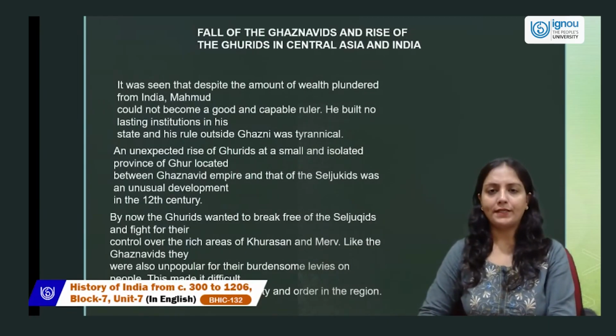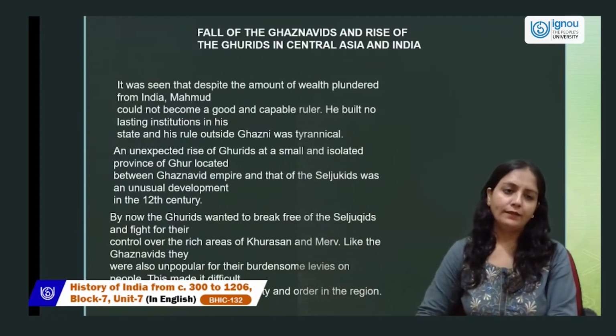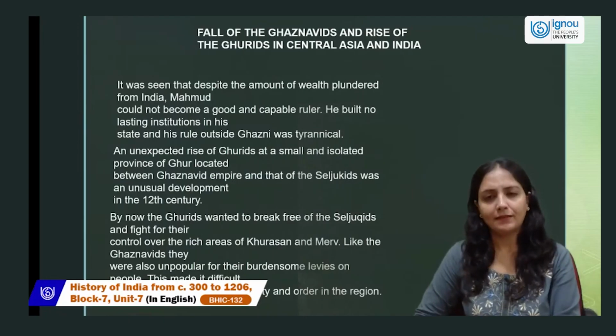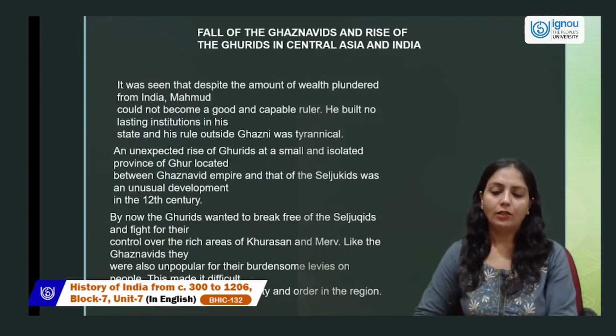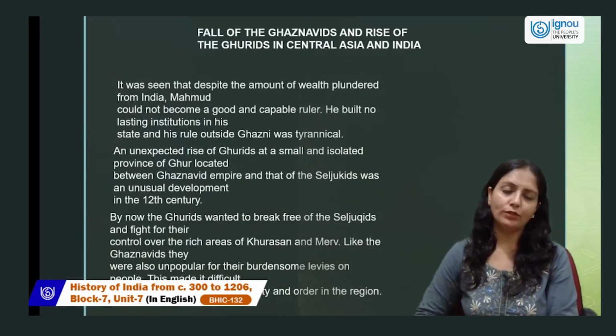And what about the Ghurids? Muhammad Ghori, have you heard about Muhammad Ghori? There were some lacking points behind the loots of Mahmud Ghazni. So many lackings he had given to the empire.